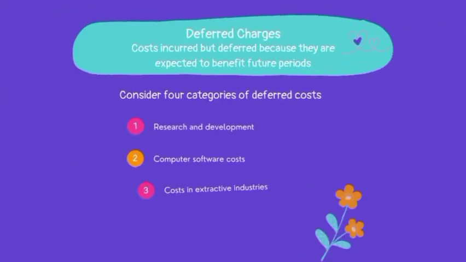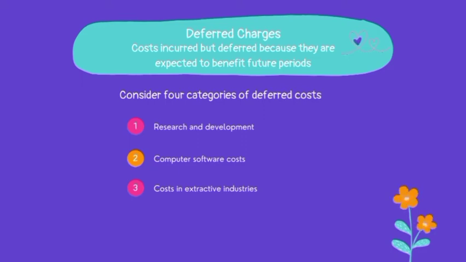Next topic is about deferred charges. Deferred charges are costs incurred that are deferred because they are expected to benefit future periods. The increasing complexities of business activities are expanding the number and types of deferred charges. Now, consider the categories of deferred costs. There are three categories. First, research and development. Second one is computer software costs. And the last one is costs in extractive industries.